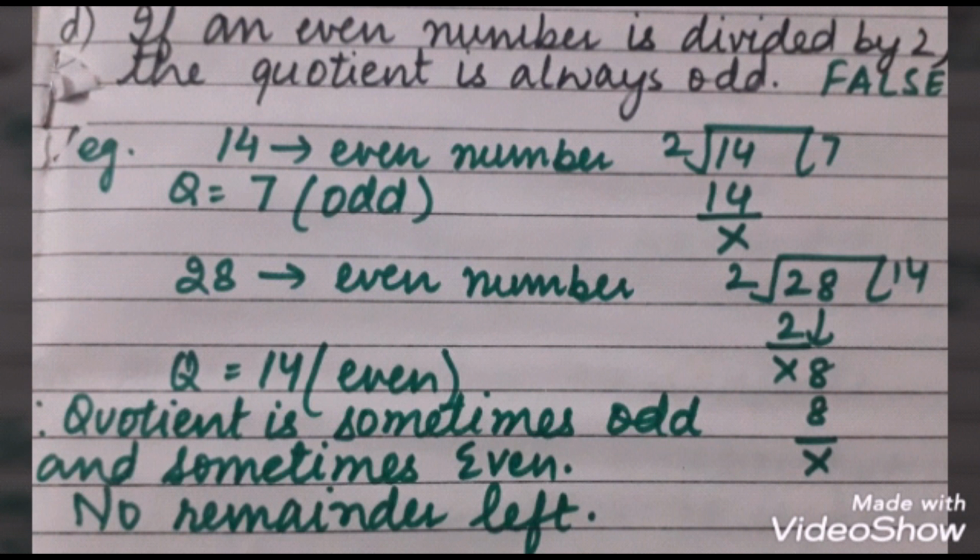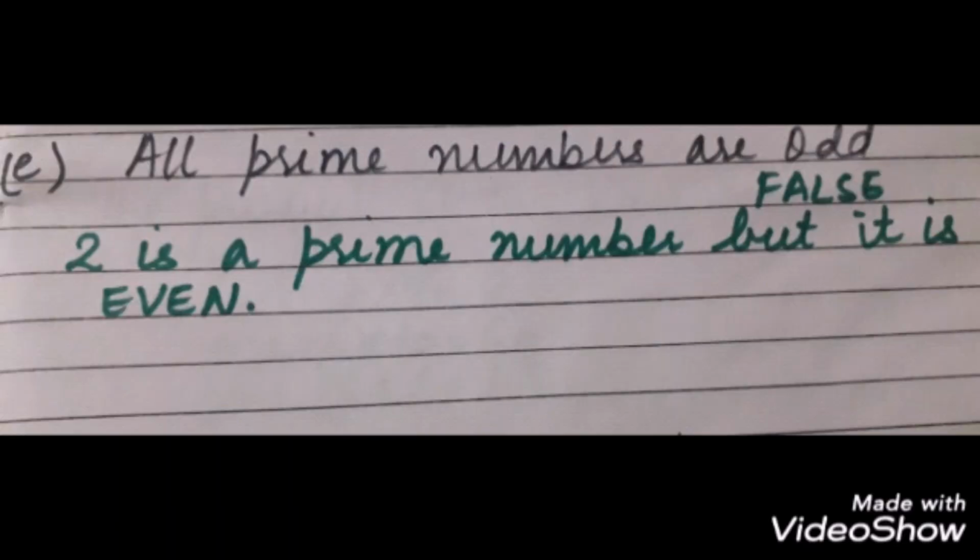D part. If an even number is divided by 2, let us take 14 as an even number and we divide it by 2. The quotient is always odd. If we divide 14 by 2, the quotient is 7. It is an odd number. But if we take 28 and divide it by 2, the quotient is coming out to be 14, which is an even number. So the quotient is sometimes odd and sometimes even. And here we see in both the cases the remainder is 0.